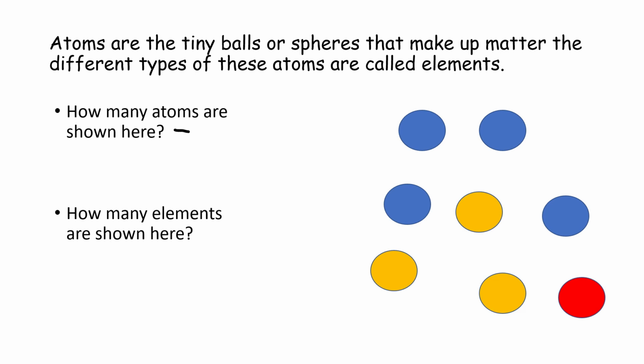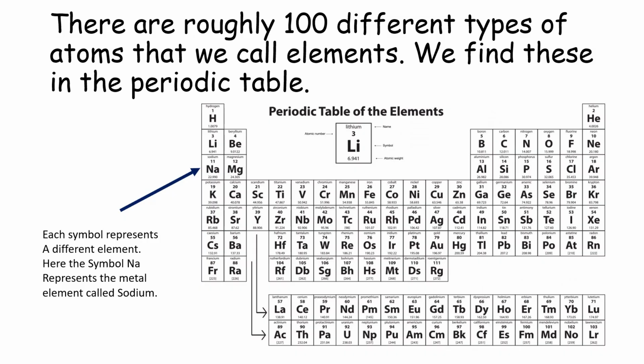So let's see if you get that. How many atoms are shown here? Well, that's 8. And how many elements are shown here? Well, that's 3. We've got the blue, the yellow, and the red. There are roughly 100 different types of atoms that we call elements.